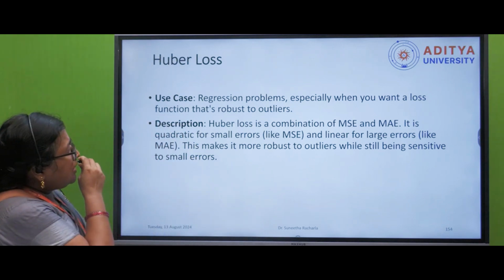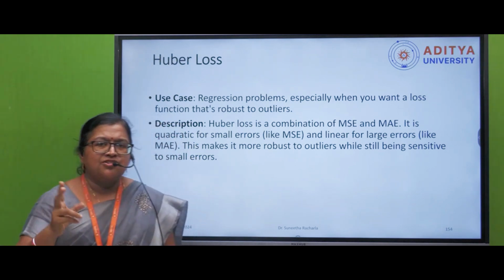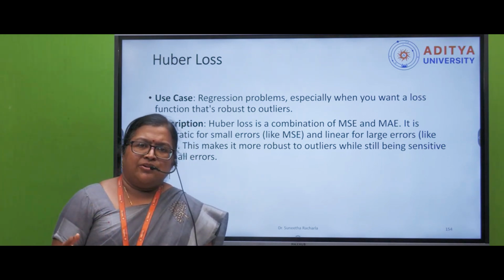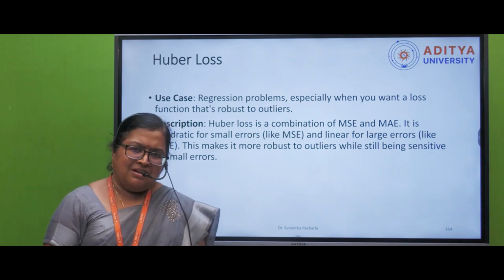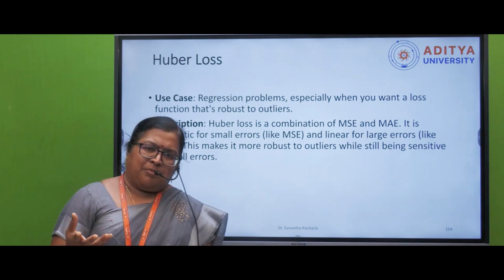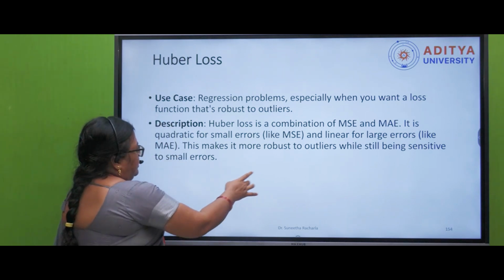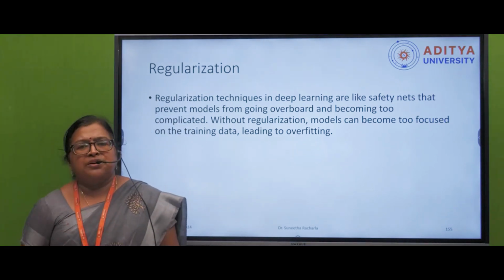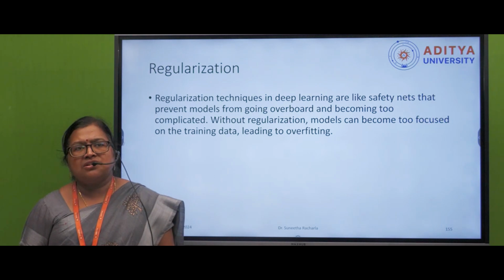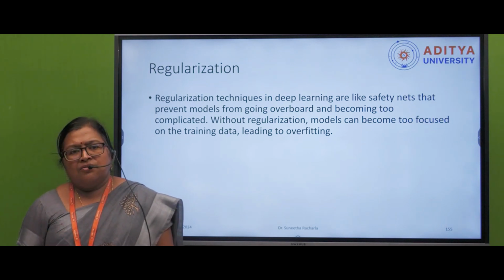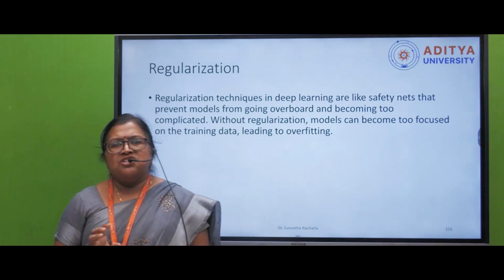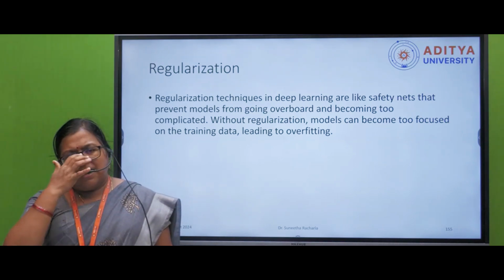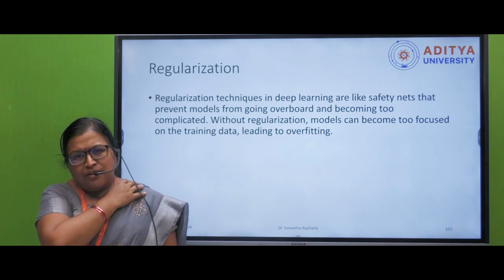And Huber loss is a combination of MSE and MAE. The squared error and absolute error are combined together and passed to back propagation. So these are the losses we use at the end of the output layer to calculate how near we are coming to our actual value, and how close the machine is able to predict to our actual value. This is how we do that.